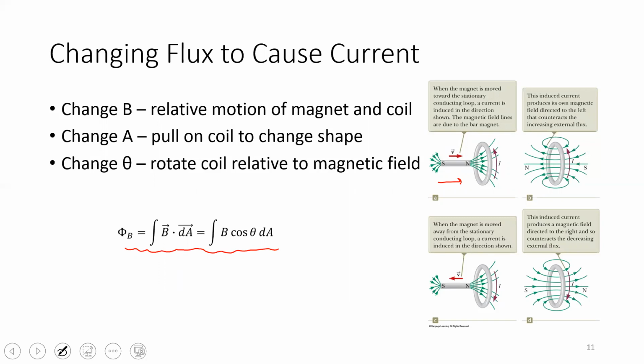You could change A. I don't have a picture of this here, but say we had a coil and we pulled on it and stretched it out to change its shape. So this A is different than this A. You could change the shape of your coil. You could also change the angle, so you could rotate the coil relative to a magnetic field. All those things are ways to change the flux that would cause an induced EMF. And remember that induced EMF is going to be in a direction that opposes any change in the magnetic field.